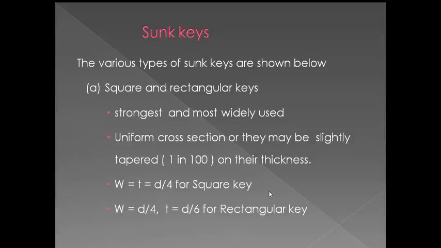Here we can see the dimensions of the rectangular key: W equals d/4 and T equals d/6. W is the width of the rectangular key and T is the thickness of the rectangular key. Here d is the diameter of the shaft. This is about the rectangular and square keys.